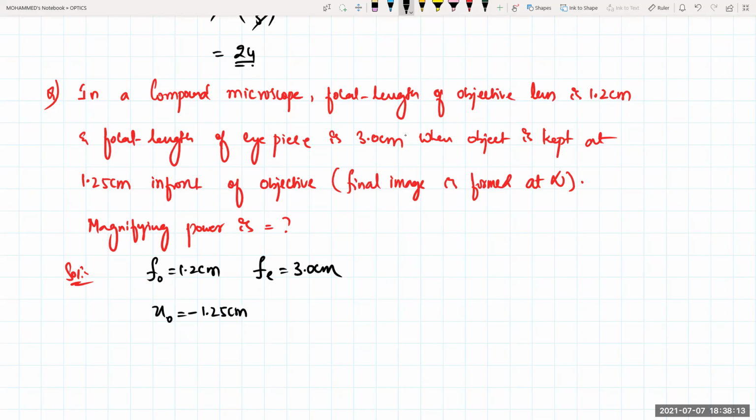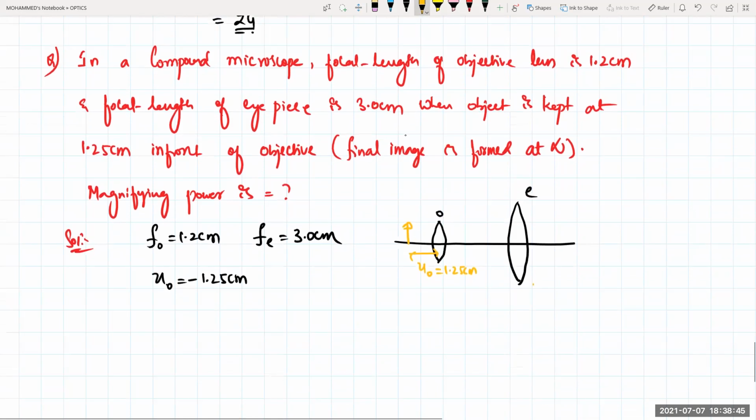Lens, do you remember how we draw a compound microscope? First lens will be small and second will be larger. This will be your principal axis. This will be your objective, this will be your eyepiece. Object will be somewhere in front of the objective. So from here to here, this distance will be the object distance. This object distance is given as 1.25 centimeter. Focal length is given for me.